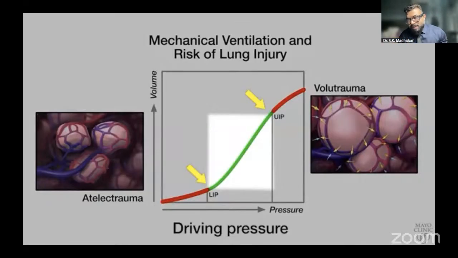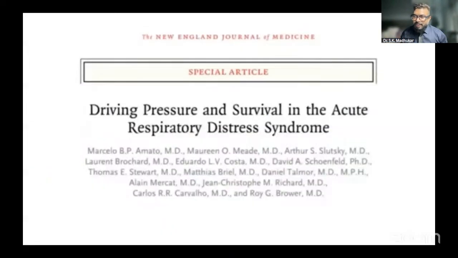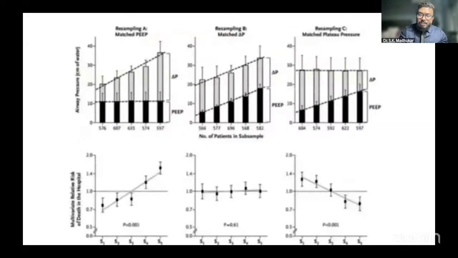Where is the evidence? We are talking a lot on the chalkboard. Has there been evidence of benefit of doing this? Yes. This is a landmark article published in 2015, and it measured the relationship between driving pressure and survival or mortality. Let's see this. This is not very complicated.